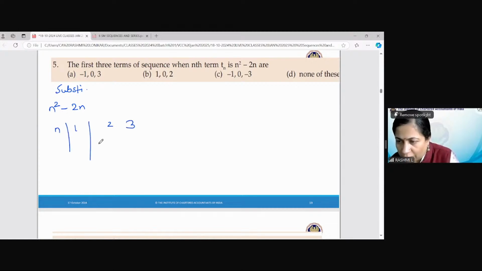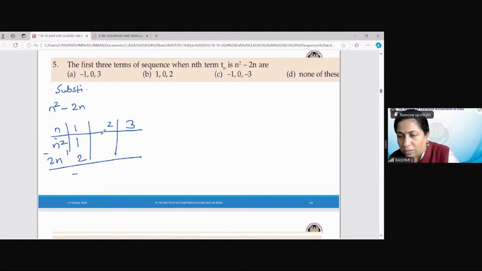Okay, I'm going to put the values of n as 1, 2, and 3, and find out the answer. So what will be n square and what will be 2n? 1 square is 1, 1 into 2 is 2 with a minus sign, 1 minus 2, I get minus 1. 2 square, 4, 2 into 2, 4 with a minus sign, 4 minus 4, 0. 3 square, 9. 3 into 2 is 6. 9 minus 6, answer is 3. Minus 1, 0, 3. So A will be the correct answer. Okay.